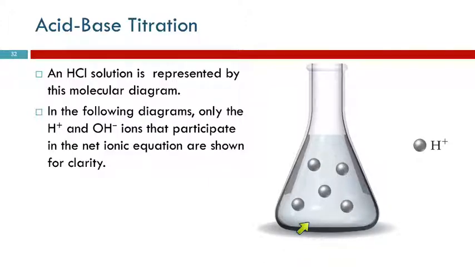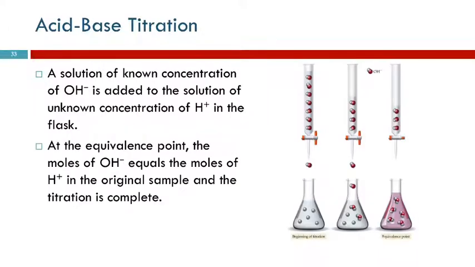So here we have an Erlenmeyer flask with an HCl solution. We've left the chloride ions out of it just to make it simpler to look at. So it's got hydrogen ions. And then we have a burette with sodium hydroxide in it, and we've just shown the hydroxide ions, because the sodiums and the chlorides are just spectators. So as we add hydroxide ions to this flask, that net ionic reaction begins to occur. H plus OH minus makes water.